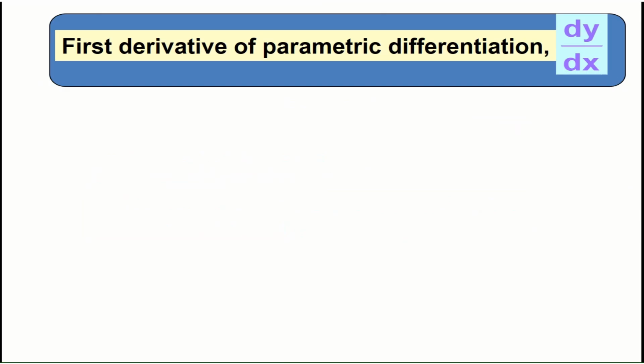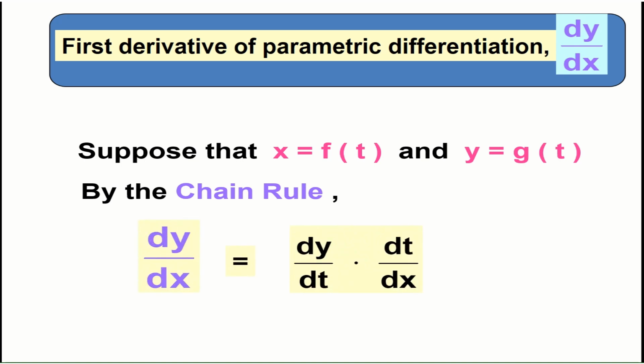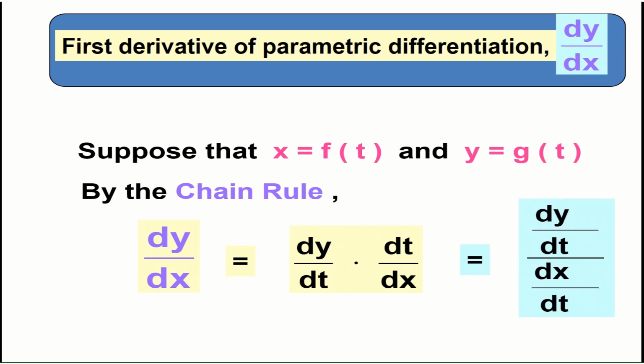First derivative of parametric differentiation, dy over dx. Suppose x and y are both functions of the same independent variable t, then the equations x equals f(t) and y equals g(t) are called parametric equations, and t is called the parameter. By using the chain rule, we can differentiate parametric equations: dy over dx equals dy over dt multiplied by dt over dx, or dy over dt divided by dx over dt.